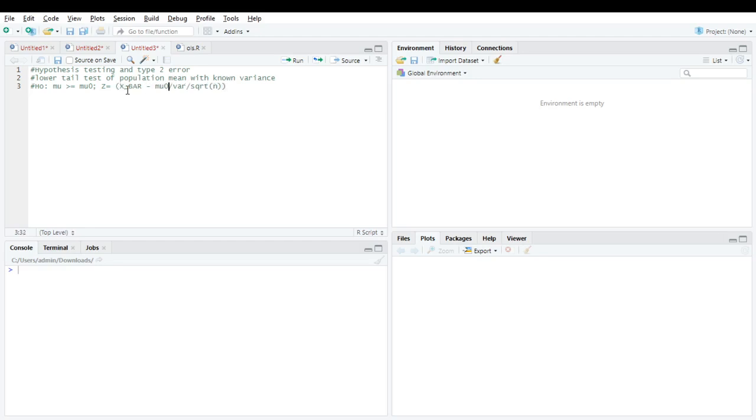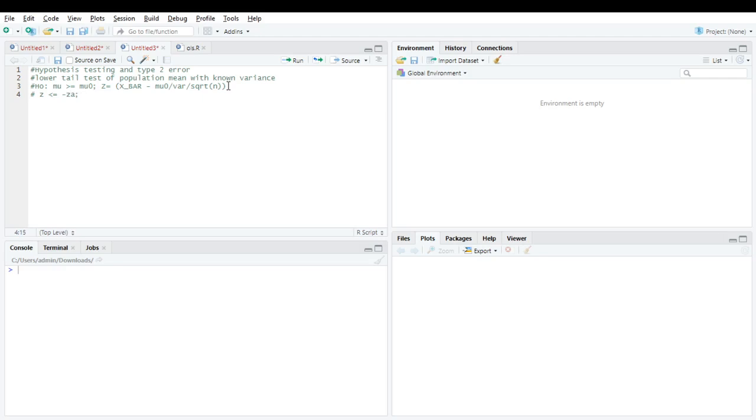Now after finding the z value, you have to test the null hypothesis. The null hypothesis is nothing but that mu will be greater than or equal to mu 0, right? So we can reject this null hypothesis if the value of z that we found previously is less than or equal to minus z alpha. Now what is z alpha?